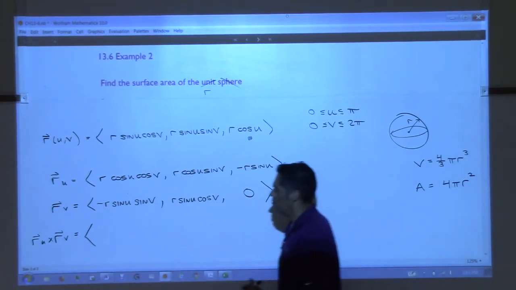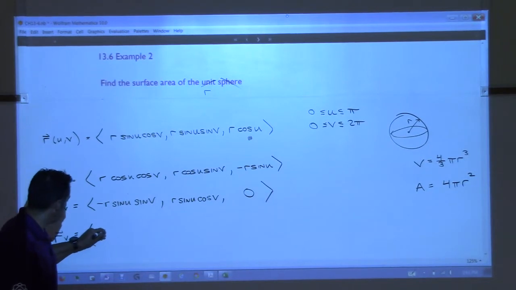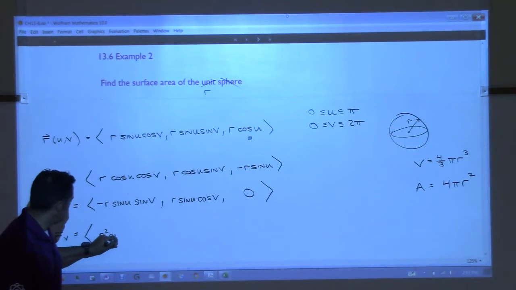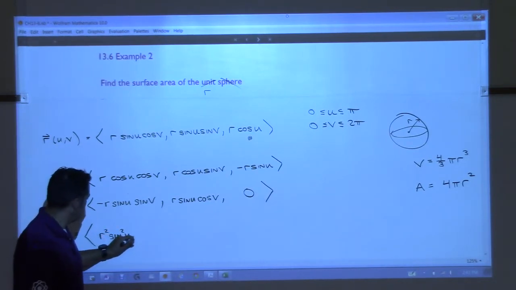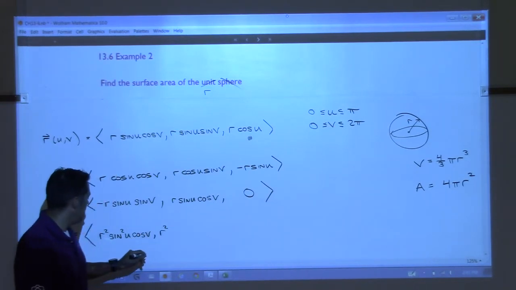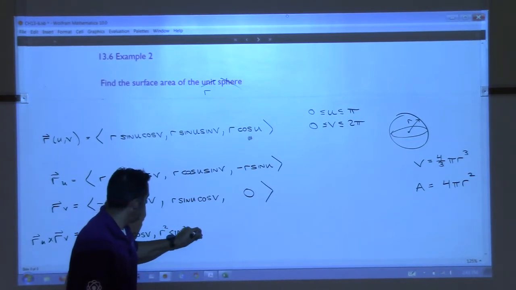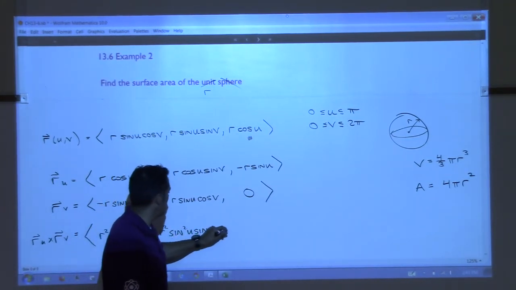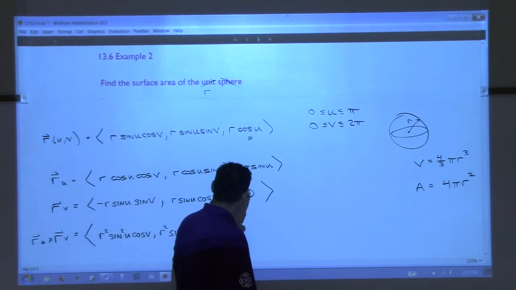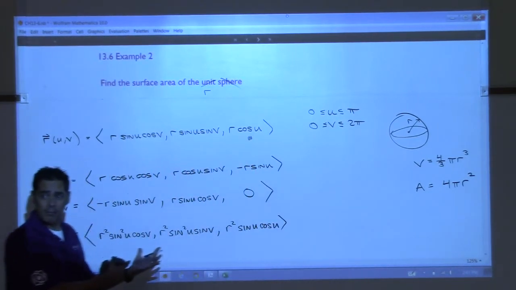Yeah. So just tell me what the old one was, the one we already did, and I'll add the r squared to the front. It was sine squared u cosine v. The next one was sine squared u sine v. And then the last one, we will still have an r squared, sine u cosine u, right? We all good with that?